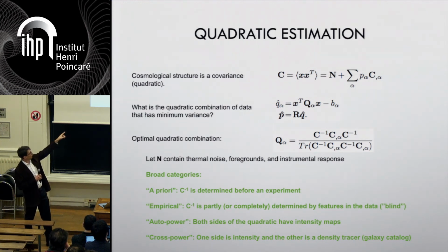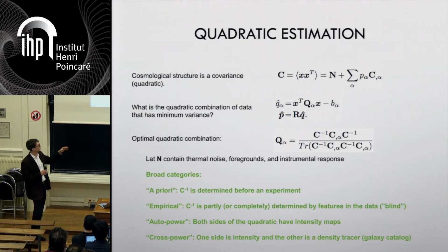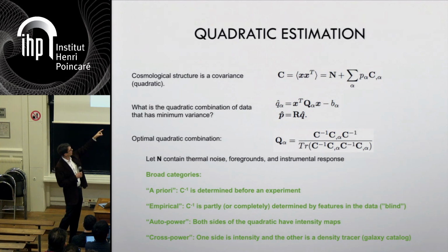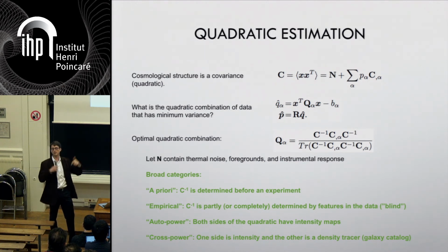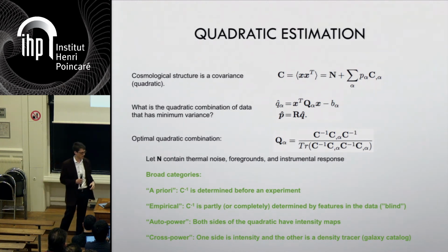And the form of the optimal quadratic estimator is this Q. It looks somewhat complex, but what's going on here is there's a normalization in the denominator, and then in the numerator, what's going on is that each C inverse applies to the data on both sides. So your noise inverse weighting the data and dotting it against the covariance structure you care about.